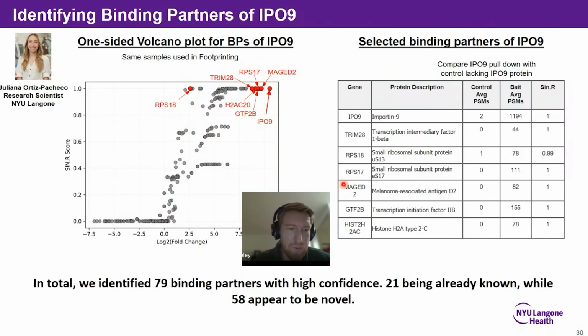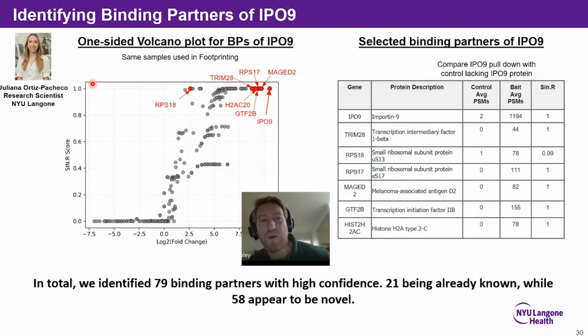Next, I mentioned that we wanted to also identify cargo, but what's really nice with this experiment is you could just take the same samples and run your traditional DDA experiment and get the PSMs, the peptide sequence matches, for each protein out of each of these samples. So what we do for our analysis of binding partners is we create these one-sided volcano plots. On your y-axis here, you have a SYN-R score. This is just our version of SAINTexpress. So this is a statistic.